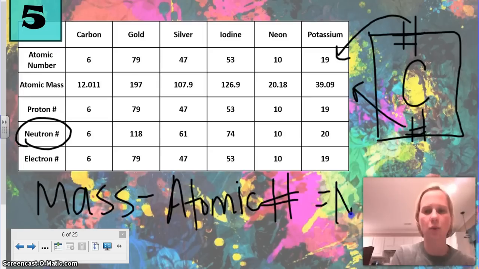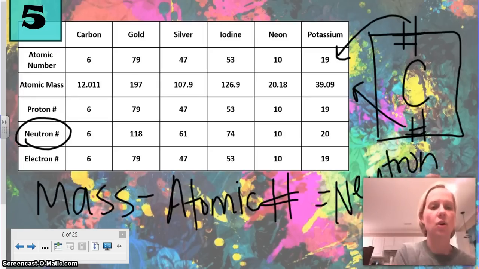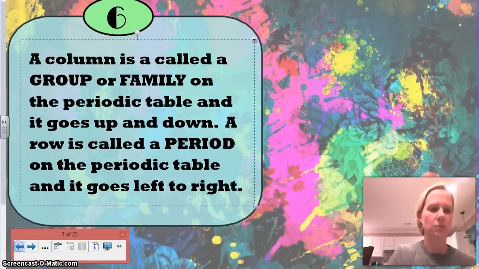Okay, and that will equal neutron. All right, and so that's how I got these. If you take 12 and subtract 6, you're going to get 6. If I take this 107.9 and round it to 108 and subtract 47, I'm going to get 61. So you kind of get the hint there. All right, sorry, I jumped on.